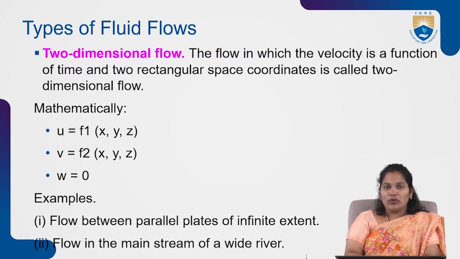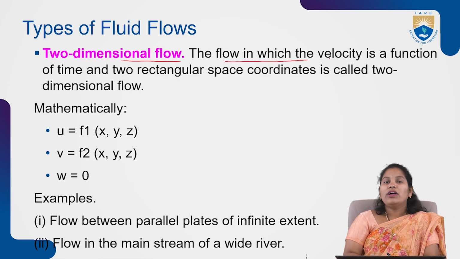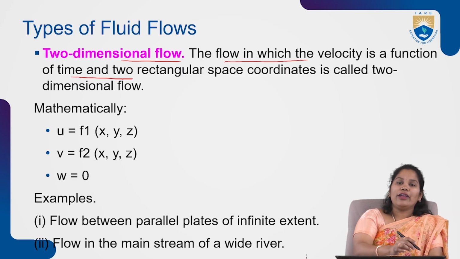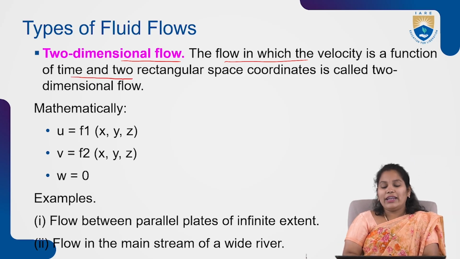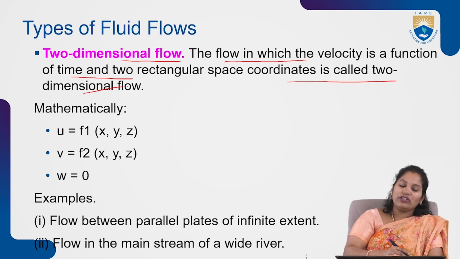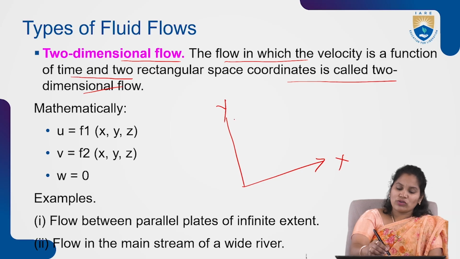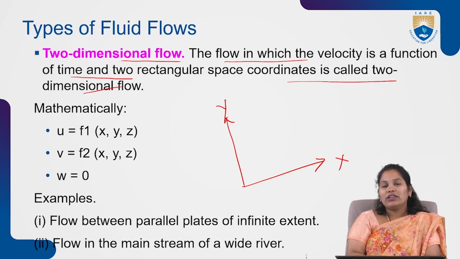Two-dimensional flow, right? Here in a two-dimensional flow, the velocity is a function of time and two rectangular space coordinates. That is, two-dimensional space coordinates: x direction as well as y direction.